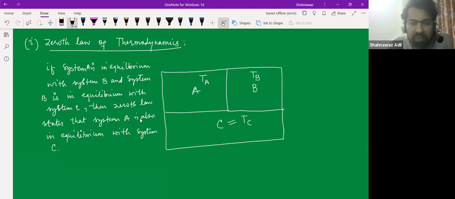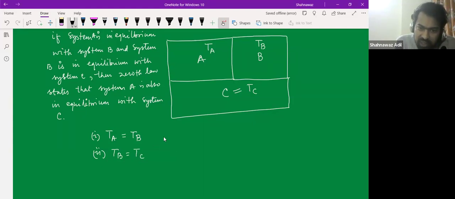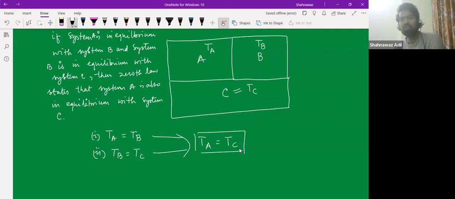So what is the meaning of that? It says that if temperature A is equal to temperature B, this is the first case, and the second case is that temperature B is equal to temperature C, then it implies that temperature A is also equal to temperature C. So it talks about thermodynamic equilibrium. Is it clear to you? Yes, sir.